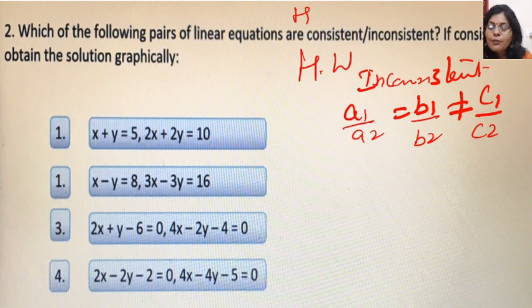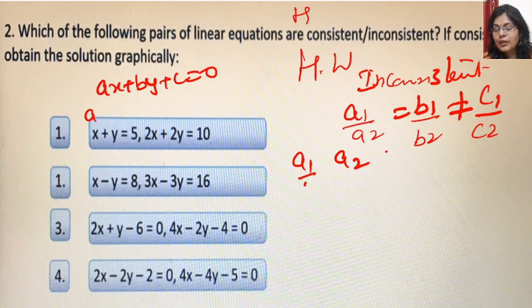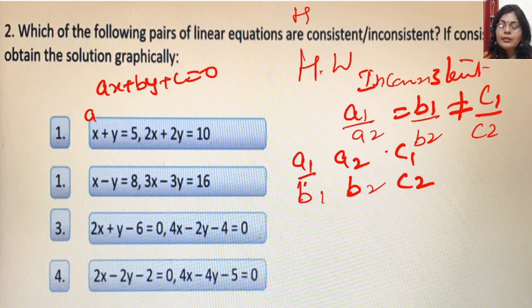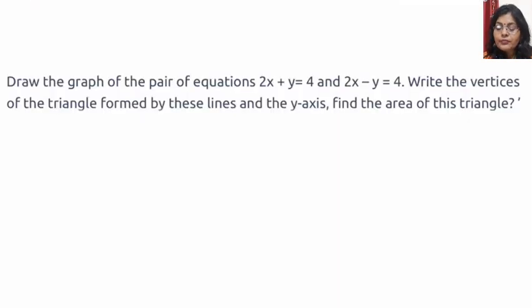So you have to put each equation first of all in the form ax plus by plus c equal to 0, and then find out the values of a1, a2, b1, b2, c1, c2, and see which condition it satisfies. Then you have to find out whether it is consistent or not, and if it is consistent then you have to obtain the solution graphically.